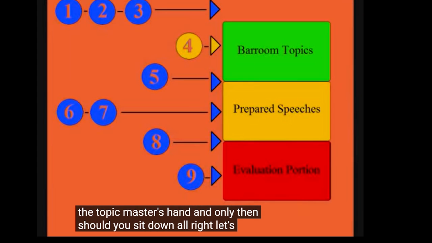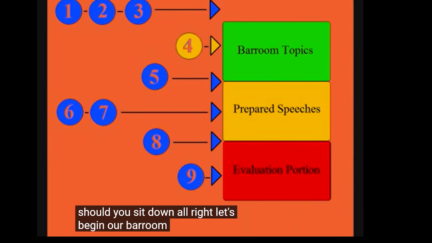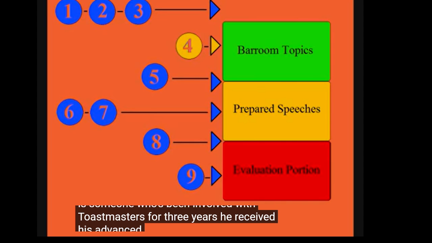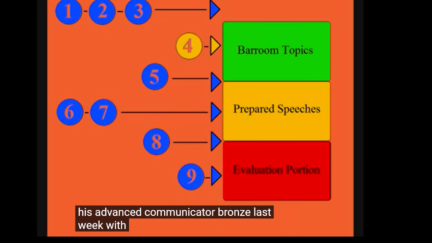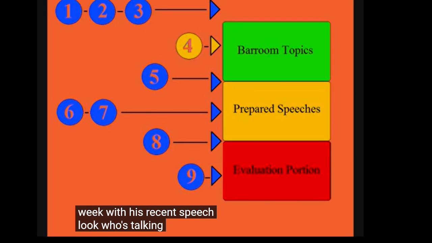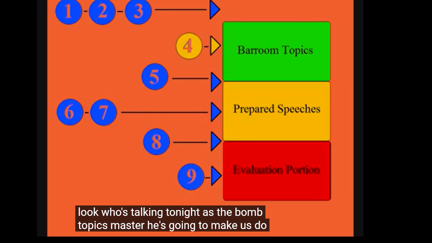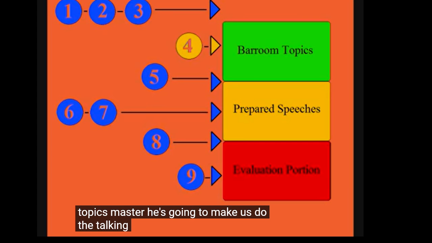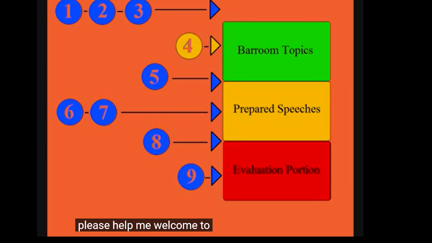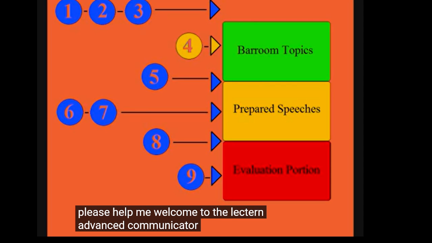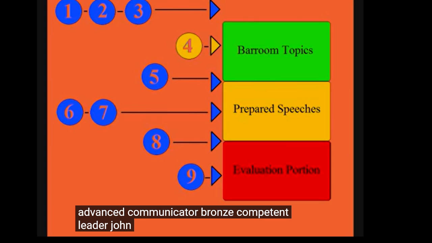All right, let's begin. Our Ballroom Topics Master tonight is someone who's been involved with Toastmasters for 3 years. He received his Advanced Communicator Bronze last week with his recent speech, Look Who's Talking. Tonight, as the Ballroom Topics Master, he's going to make us do the talking. Please help me welcome to the lectern Advanced Communicator Bronze, Competent Leader, John Travolta.